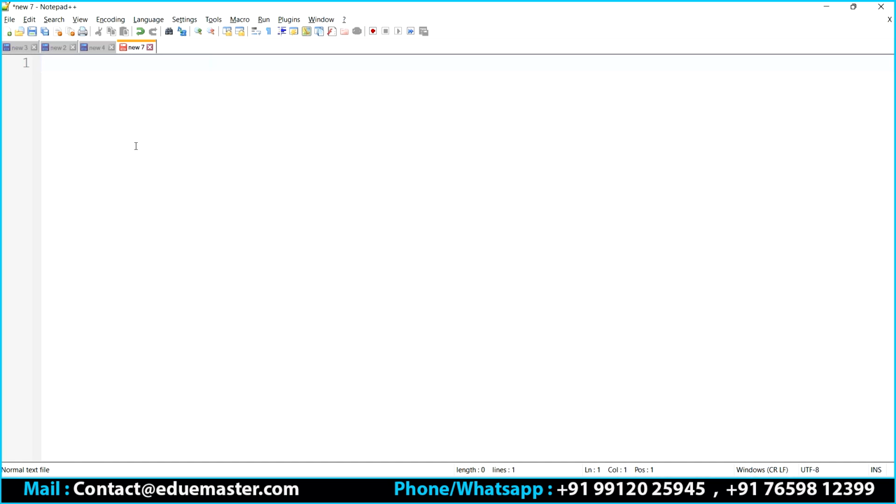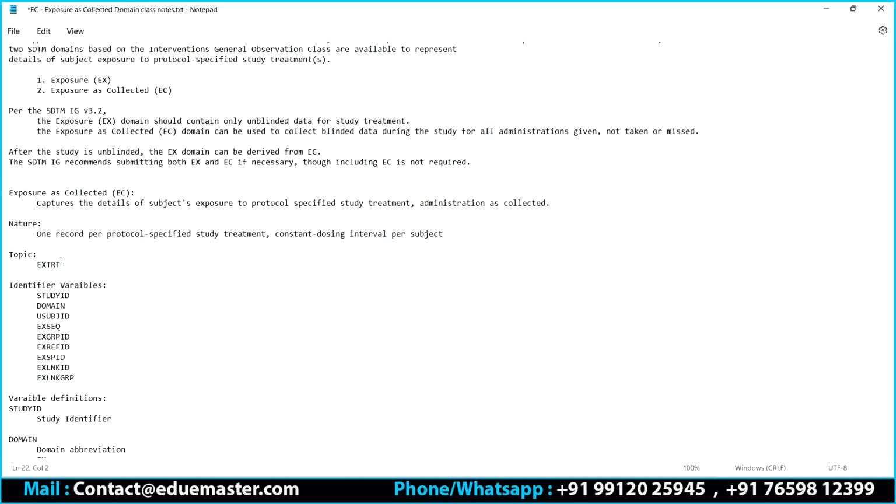All right. So what are we talking about? We are talking about what data we are going to keep under EC. If you go to exposure, it is only up to this. I can say that it captures details of the subject's exposure to protocol-specified study treatment, but it won't capture how it was administered and how it was collected. How it is administered, we don't define there. But when it comes to exposure as collected, we also collect this information. That is, have you given that particular drug or not? Have you scheduled the drug or not? Have you performed the treatment or not? Those details will be additionally collected.